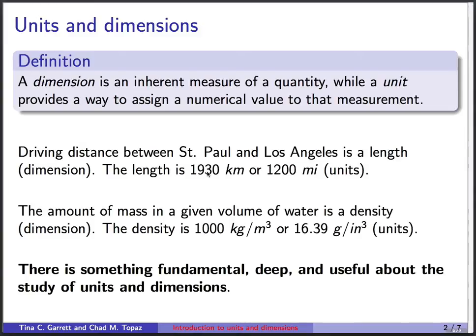As another example, the amount of mass in a given volume of water, that's called a density. Density is a dimension, okay? The density happens to be 1,000 kilograms per meter cubed, or 16.39 grams per cubic inch, okay? So grams per cubic inch and kilograms per meter cubed, those are examples of units. Those let us assign a number to the particular density that we were interested in.